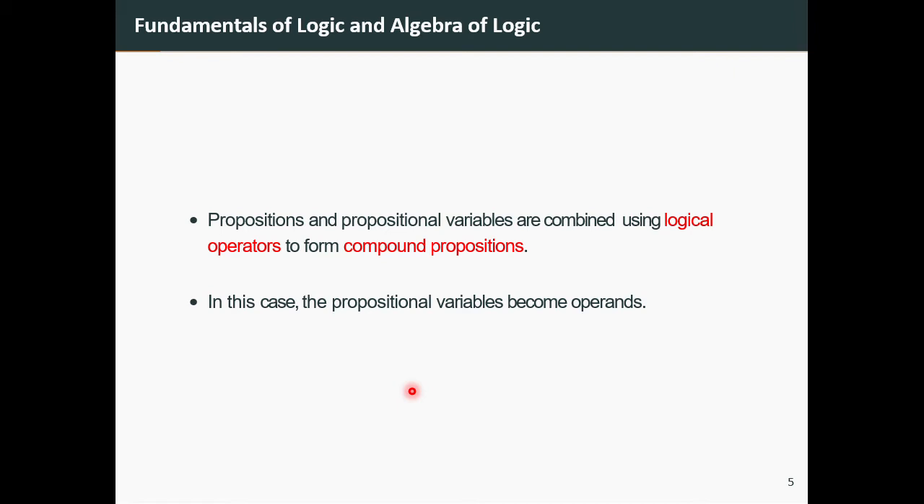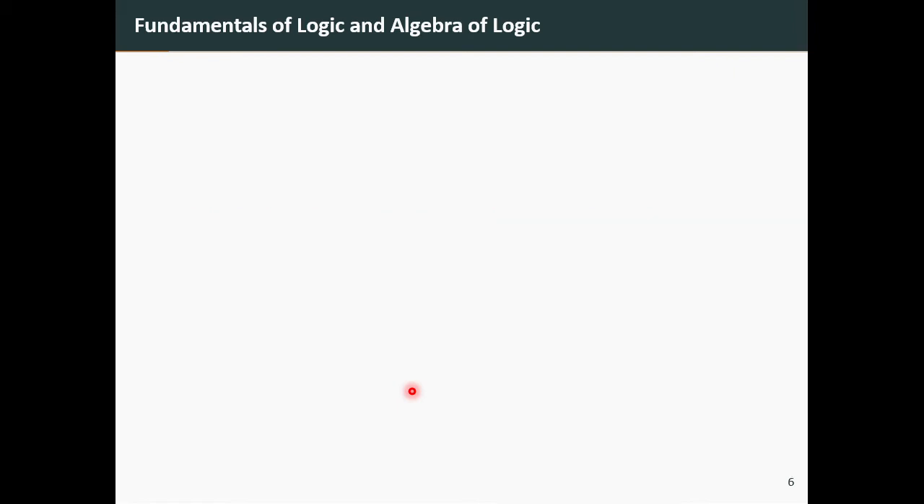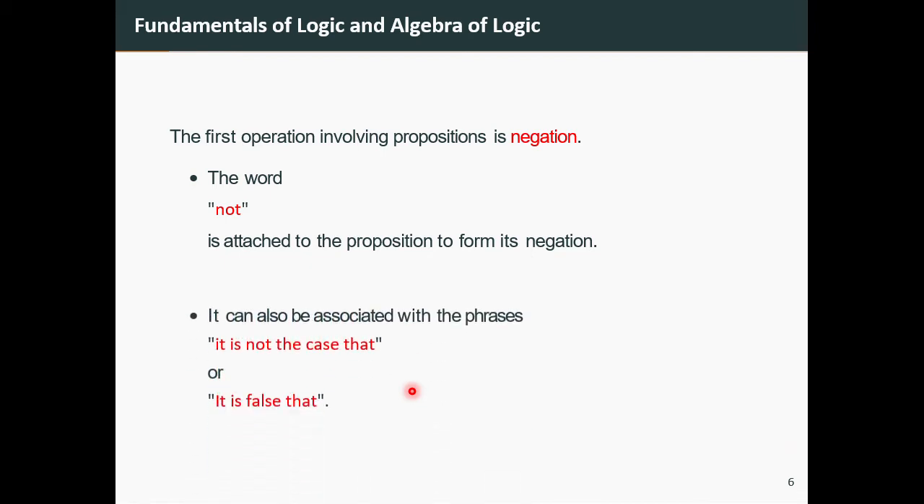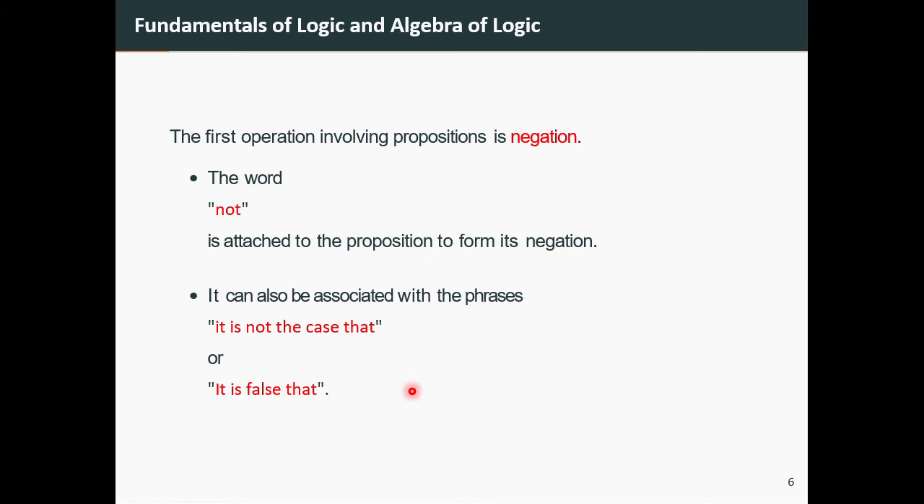Okay, the first type of operation that we will discuss is called negation. We will use the word not to form the negation of a proposition. Aside from the word not, we can also use the phrase "it is not the case that" or the phrase "it is false that." However, these phrases are quite long, so instead we will stick to the word not.